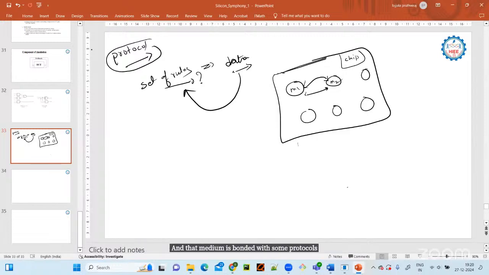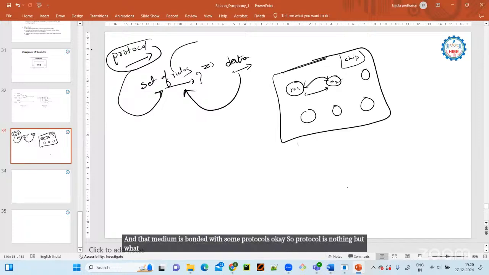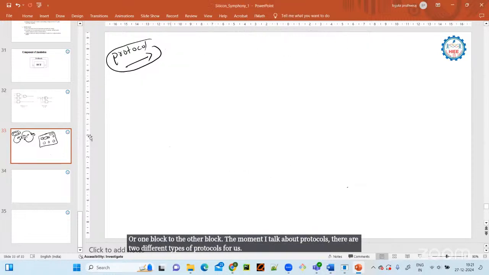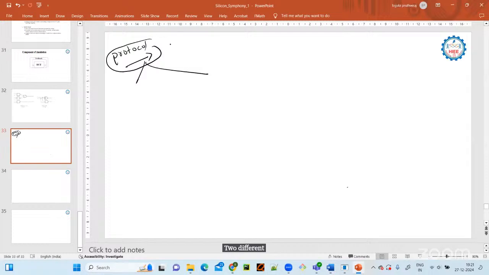Okay, so protocol is nothing but what? Set of rules. Why are the set of rules required? These set of rules are required for transmitting the data from one module to the other module, or one block to the other block. The moment I talk about protocols, there are two different types of protocols for us. One is the on-chip protocol, and the other one is the peripheral protocol.